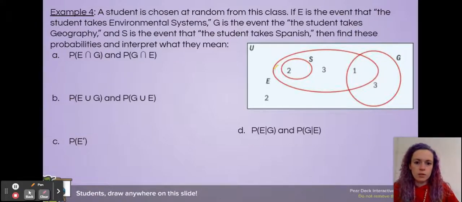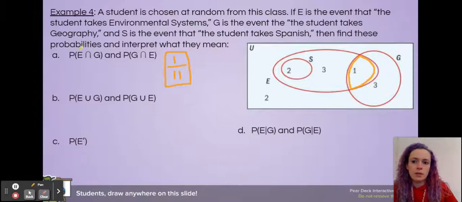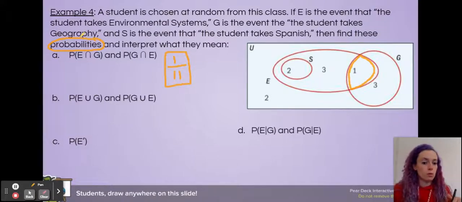Right? And we're looking at the overlap of circle, or in this case, oval E with oval G. So we're looking at this piece of our Venn diagram. So 1 out of a total of 2, 4, 7, 8, 11. And I'm going to leave my answers in fraction form for now, but remember, decimal is okay. They are asking for the probabilities, so we do want decimal or fraction, not a percentage. Interpreting what this means, there was one student who took both environmental systems and geography.